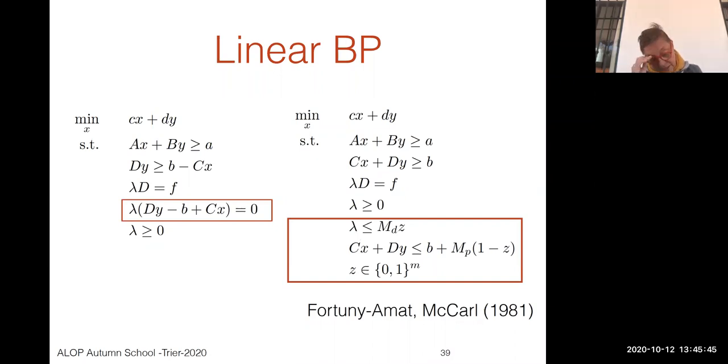The big M is a constant, and you see here what it means. For instance, if zi is equal to 1, that means that you must satisfy the second constraint, cx plus dy must be equal to b. But then it means that M_D must be an upper bound on any possible value for the lambda i.